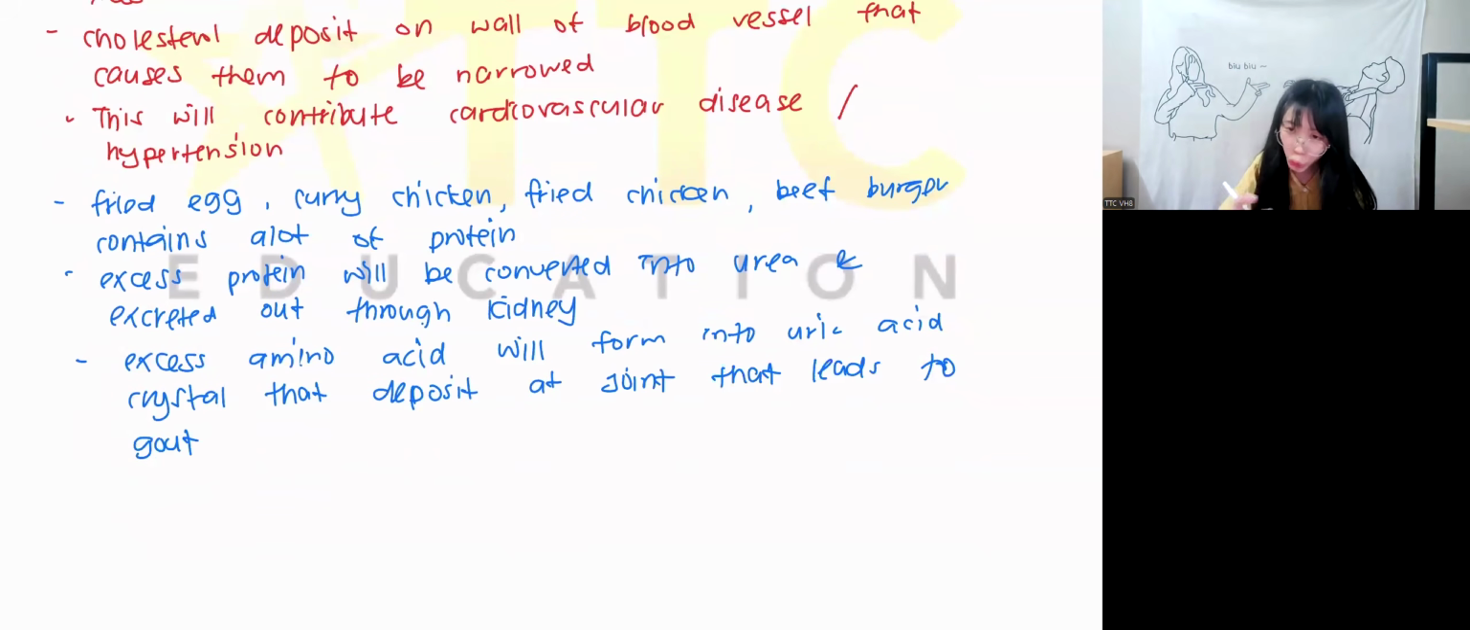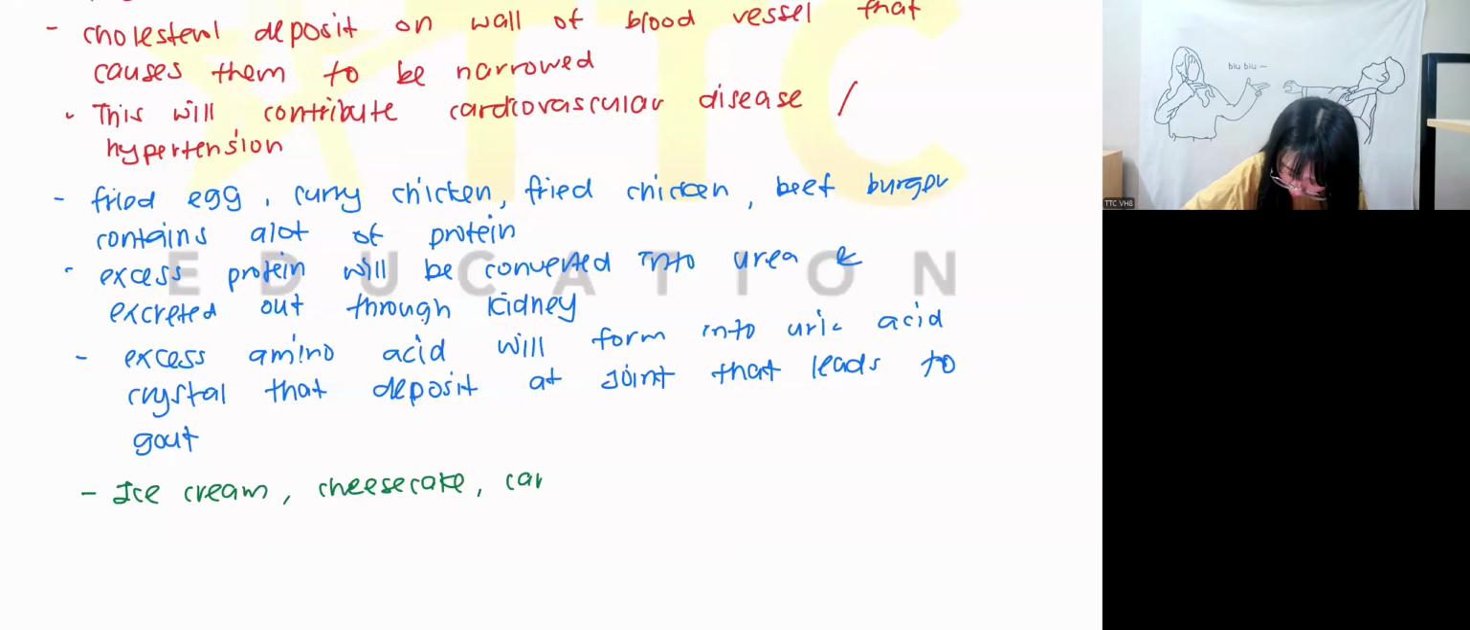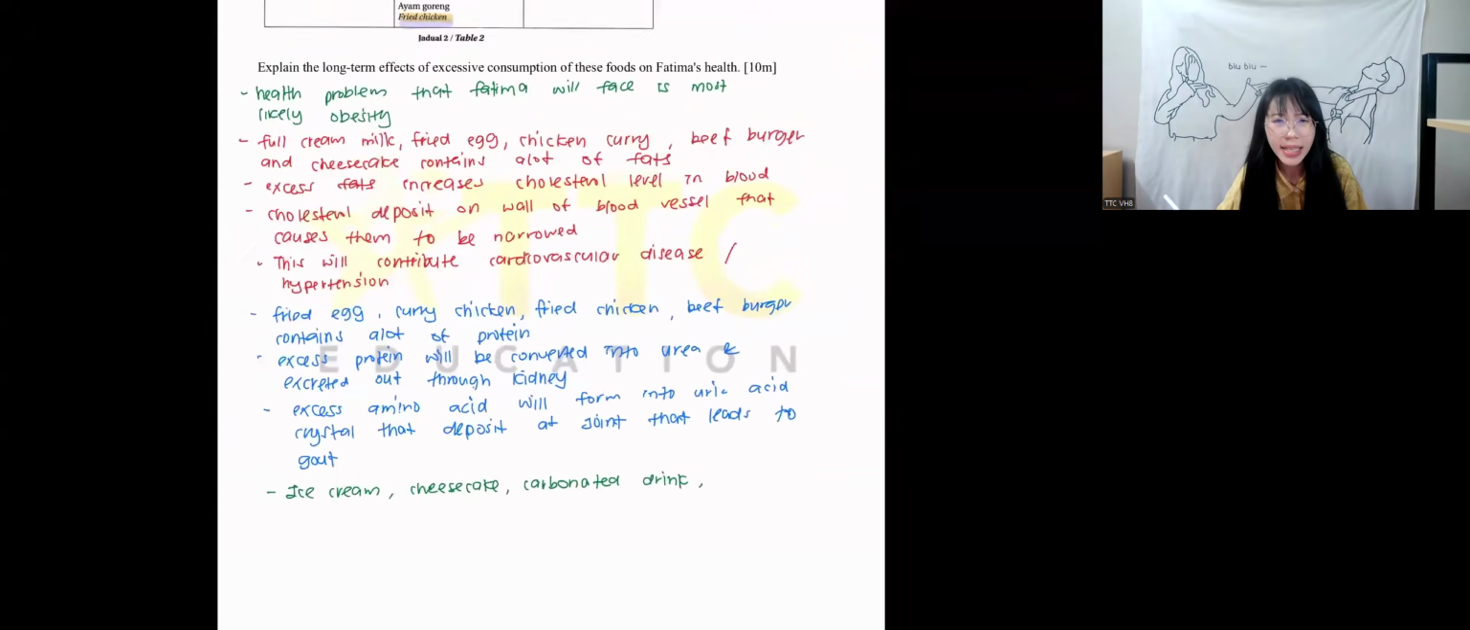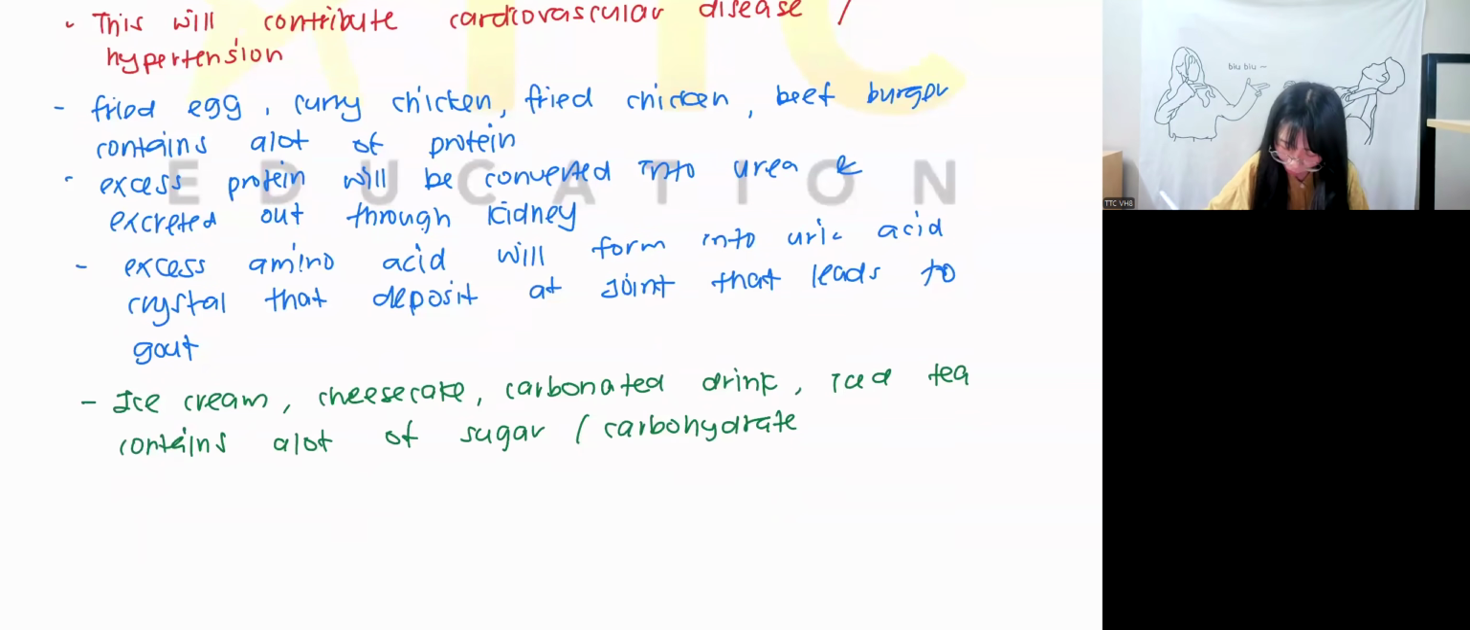Okay, next we talk about sugar, carbohydrate. What the person eats: ice cream, cheesecake. What else? Carbonated drink. And then got what? Iced tea. Is it iced tea? Okay. Iced tea contains a lot of sugar, or you can say carbohydrate. This leads to diabetes mellitus.